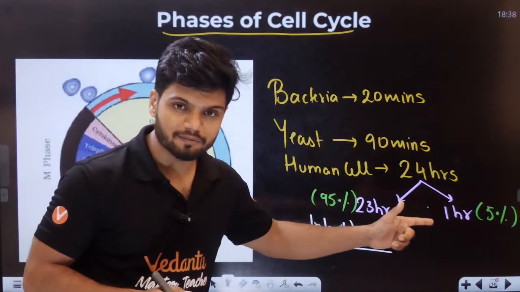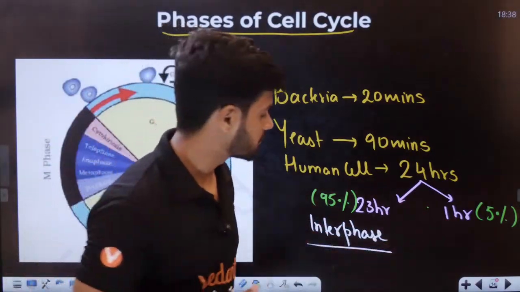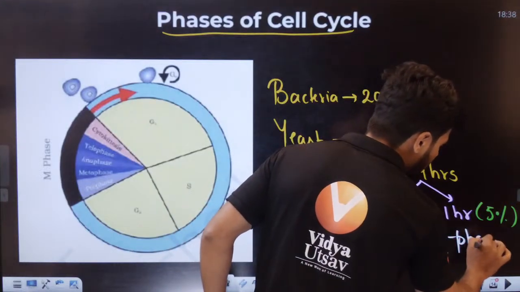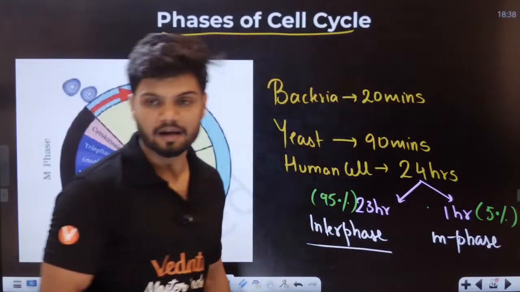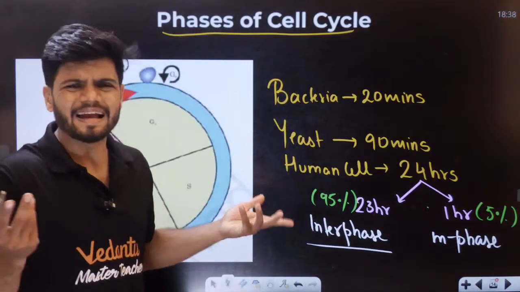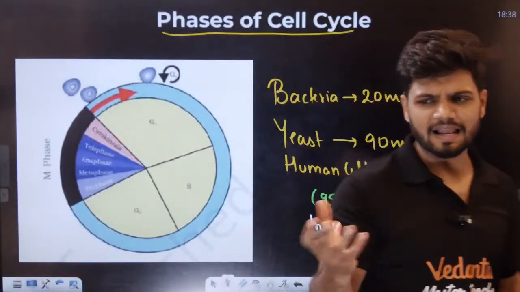But for the remaining 1 hour, it becomes hyperactive. It's like, today I will divide. So here it is the M phase. M phase is only for 1 hour. 95% of the time it is just chilling, students, chilling. So students, that is the reality.